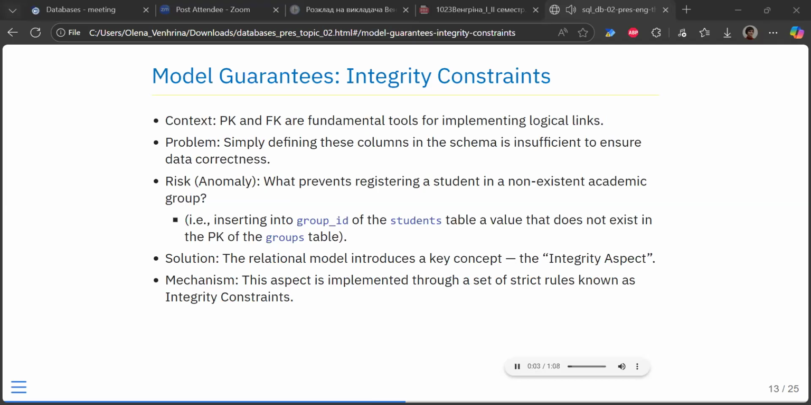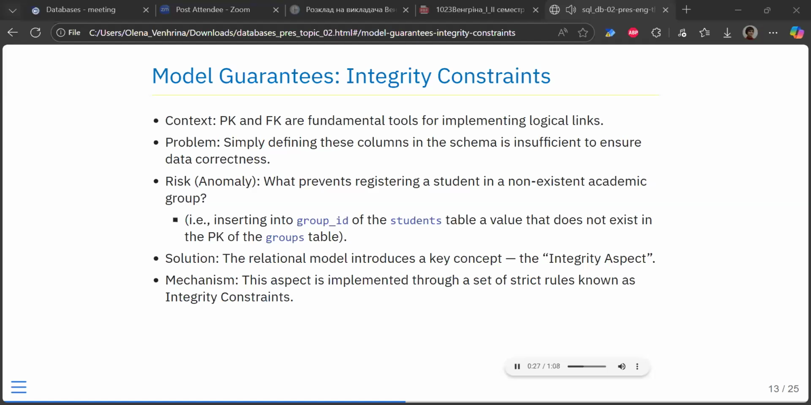In the previous section, we established that primary and foreign keys are fundamental tools for building our logical links between tables. However, as I already mentioned, simply defining these attributes in the schema is not enough to guarantee correctness. We must answer the question: what mechanisms guarantee that these links will not be broken during the daily operation of the database? Imagine a situation.